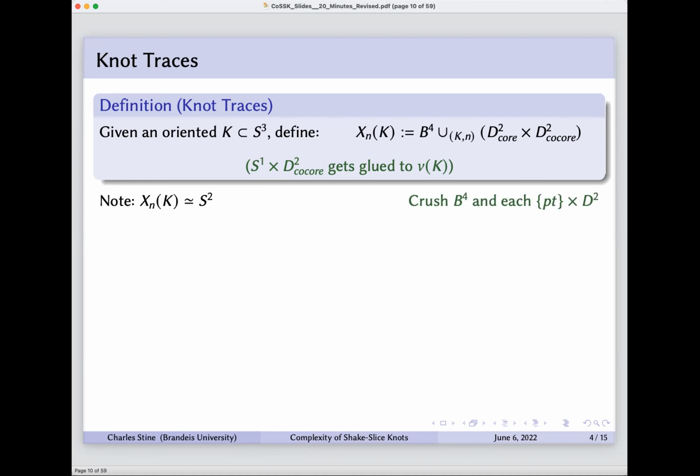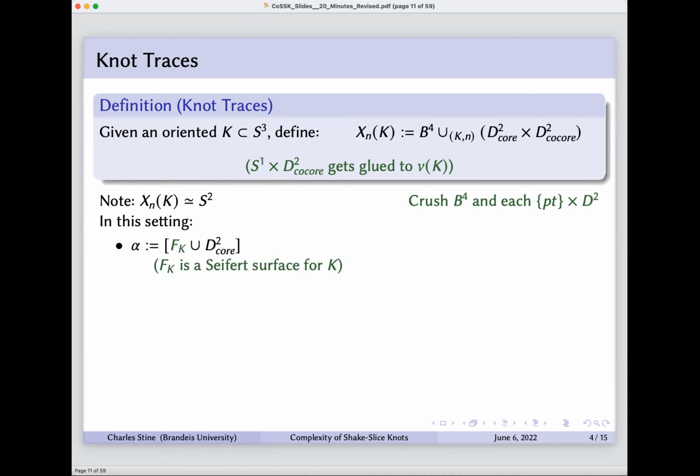So some things to note about this family of manifolds. For any n and any k, these are all homotopy equivalent to two spheres. And you can see the homotopy equivalence by simply crushing the four-ball to a point, and then crushing each separate co-core factor to a point. And that gives you your deformation retraction onto a sphere.